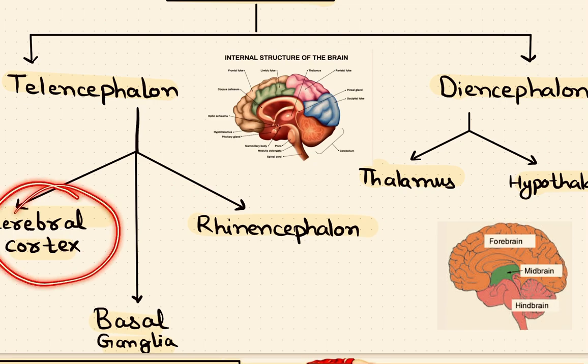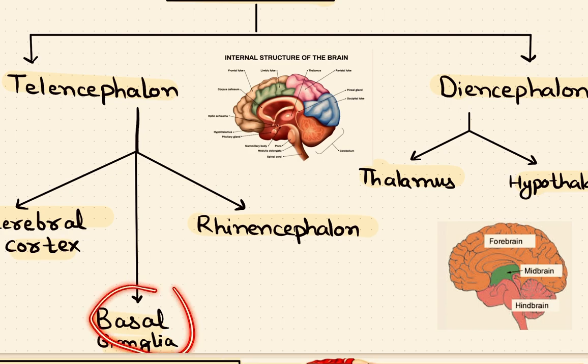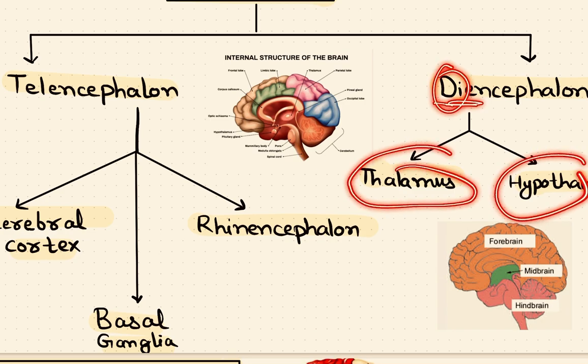First is cerebral cortex, which is nothing but the sulci and gyri. Rhinencephalon, which is the ventral part where we have olfactory lobe, olfactory stria, and other things which we will study in detail. And finally, we have basal ganglia inside the cerebrum, which are nothing but a collection of cell bodies. And in diencephalon, as the name suggests, two brains, that is thalamus and hypothalamus.